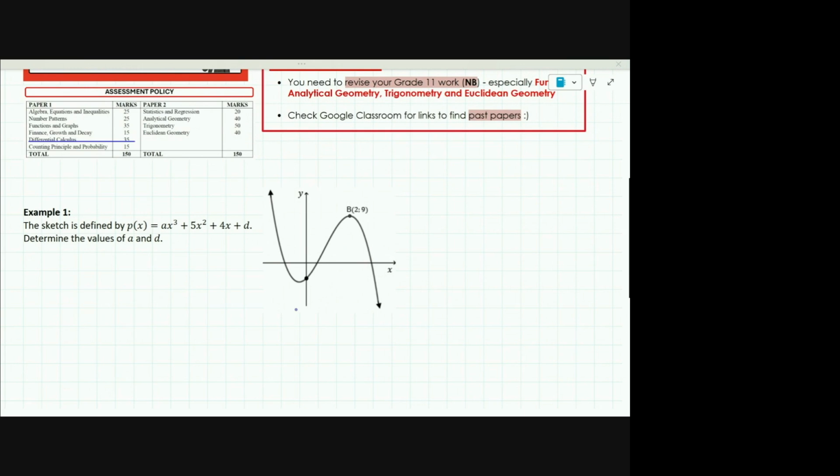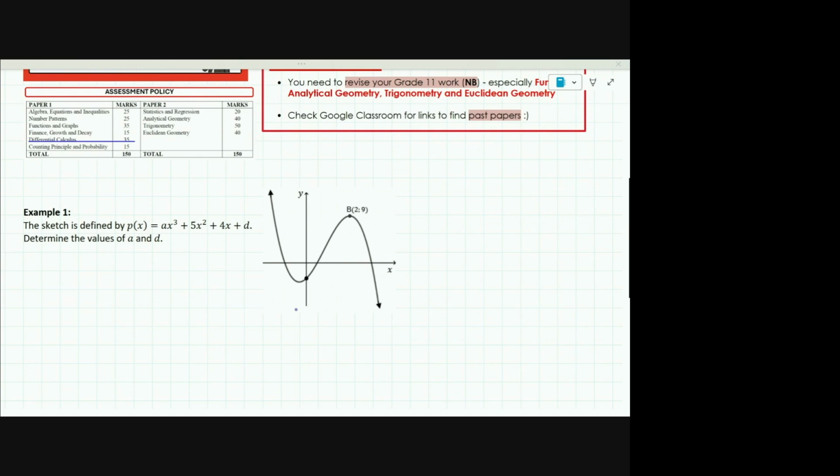These are just things that you can start thinking about before you get into your question, so that when you get your answer, if you end up with a being positive, you know you've done something wrong. If you end up with d being positive, you know you've done something wrong and you can go and double check yourself. So it's always important to take a second, analyze the information you've been given, and then you can start with all your working out.